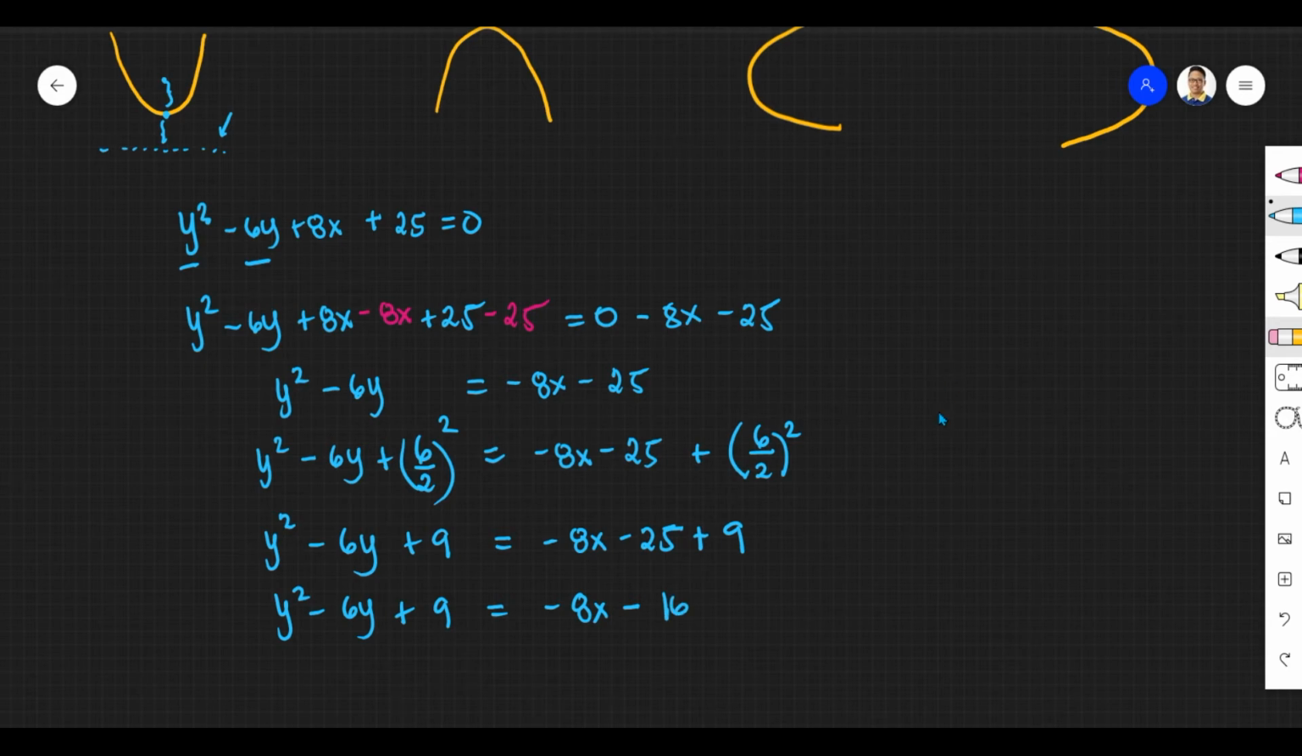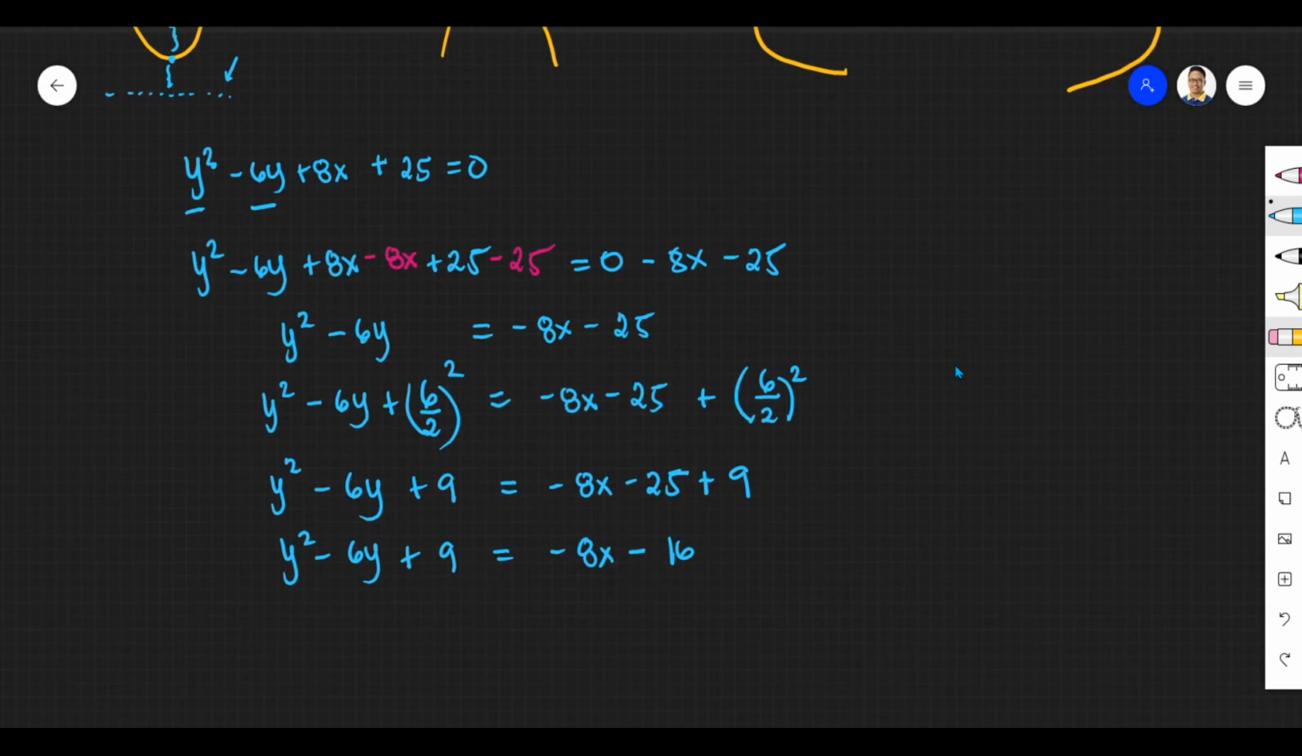We can factor the left side because we know that that's already a perfect square trinomial. We have (y minus 3) squared equals, factoring the greatest common term of negative 8x and negative 16, negative 8 times (x plus 2).